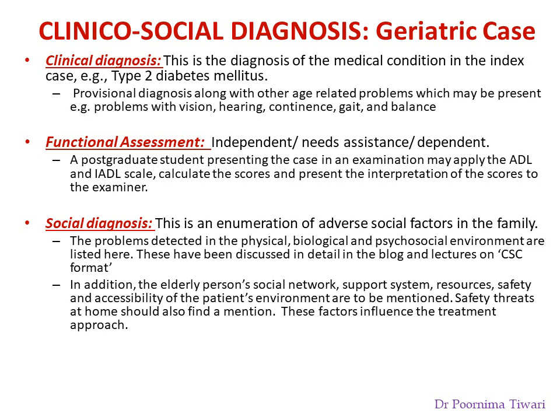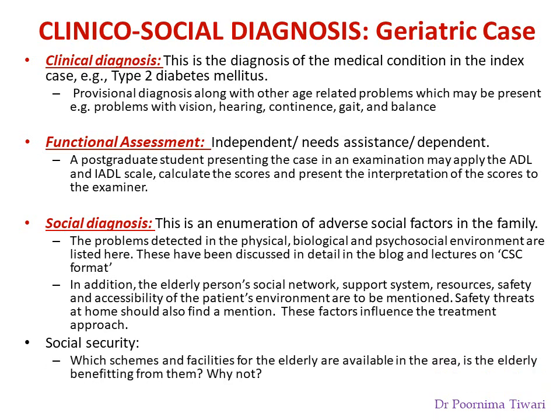Then social security also finds a place in the social diagnosis, that is, which schemes and facilities for the elderly are available in the area, out of which is the elderly using them, is he or she aware of it? If they are not using it, why not? So which are the schemes which should be there and are not functioning in the area? So for this, the student is expected to know about the schemes for the elderly active in that area.